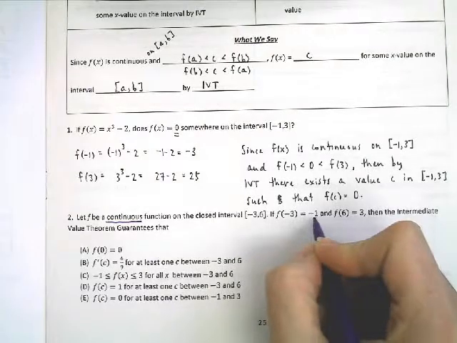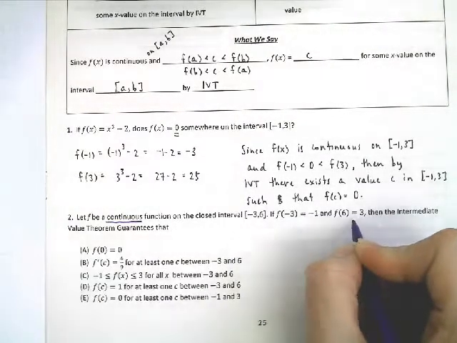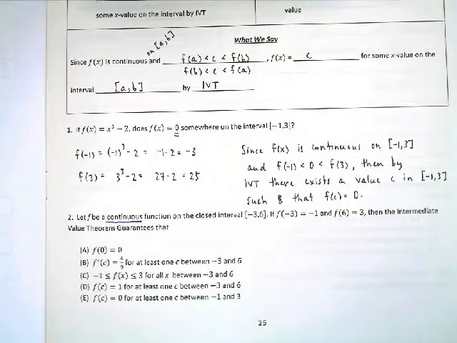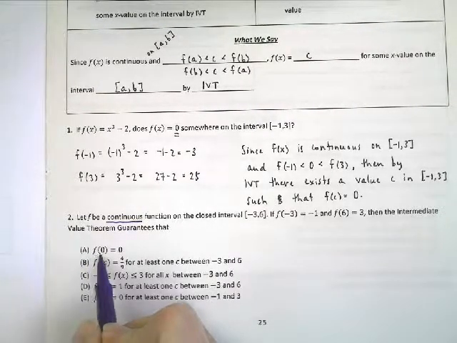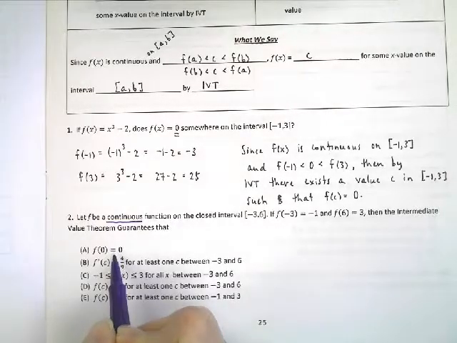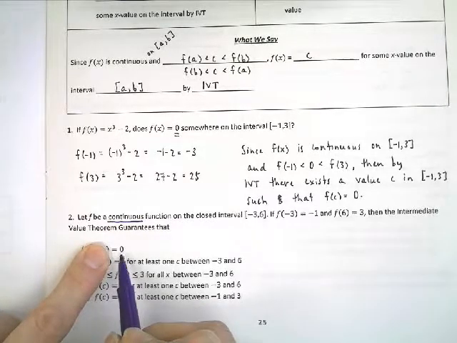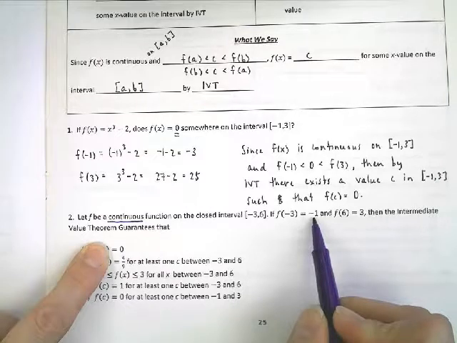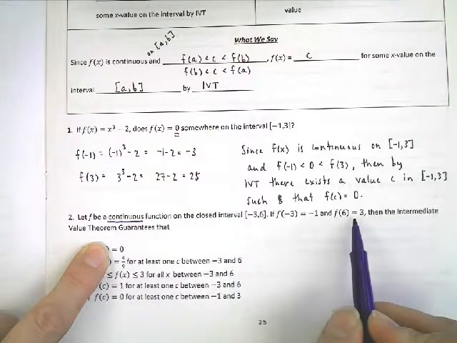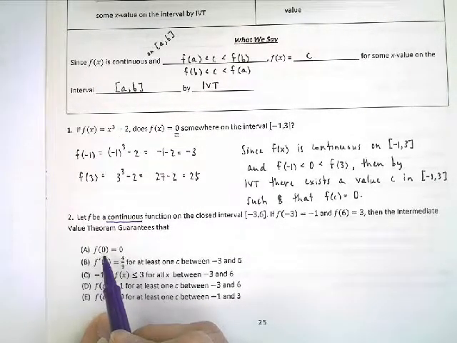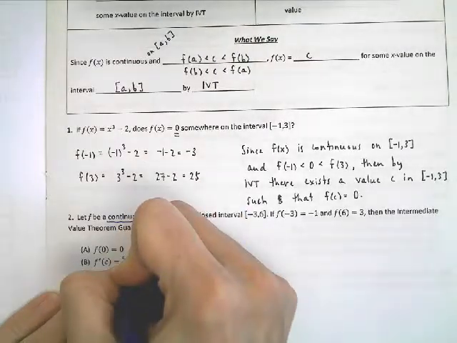Okay, so I know f of -3 is -1 and f of 6 equals 3, and I'm asked to determine which of the following conditions the IVT guarantees. So let's go ahead and take a look. First one says that f of 0 equals 0. Now, I can guarantee that the function is going to take on the value 0 at some point, because if I look, 0 is in between -1 and 3. However, I can't guarantee where that happens.